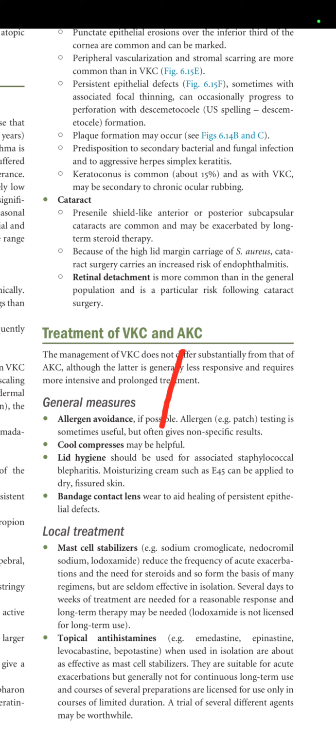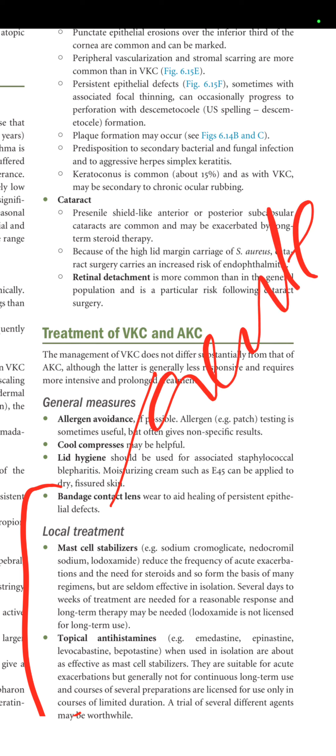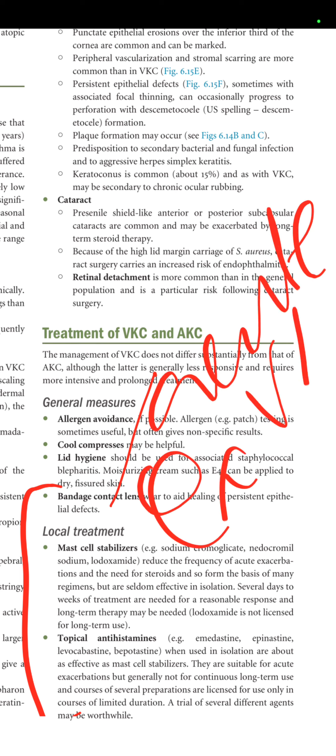We can give the mast cell stabilizer, but it only reduces the acute frequency and is not for long-term use. Topical antihistamines, azelastine, epinastine, levocabastine, bepotastine, when used in isolation, are about as effective as mast cell stabilizers. They are suitable for acute exacerbation but are generally not for continuous long-term use, and several preparations are licensed for use only for a limited duration. A trial of several different agents may be worthwhile. So basically, mast cell stabilizers and topical antihistamines are given when you require acute treatment of an acute exacerbation of the VKC or AKC.